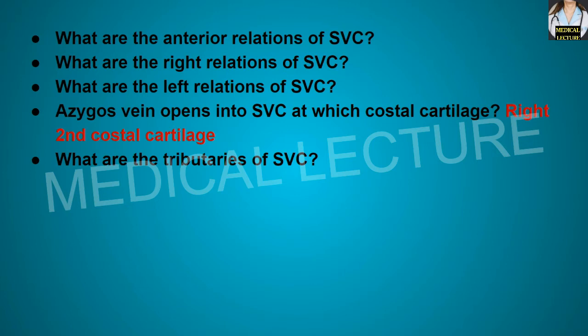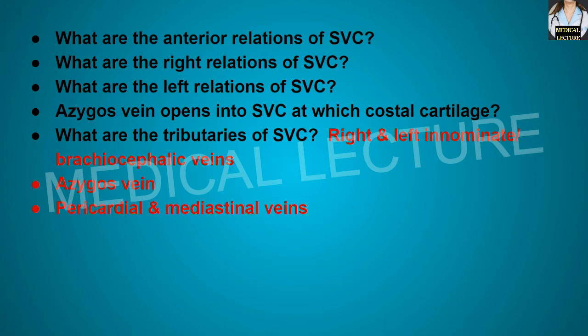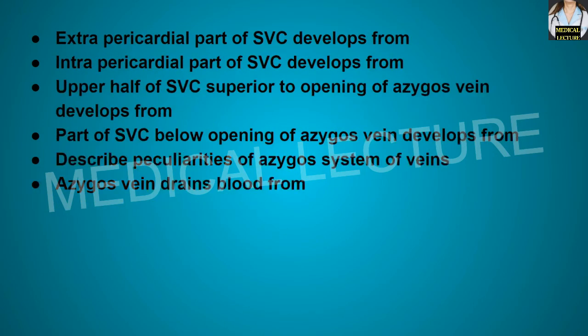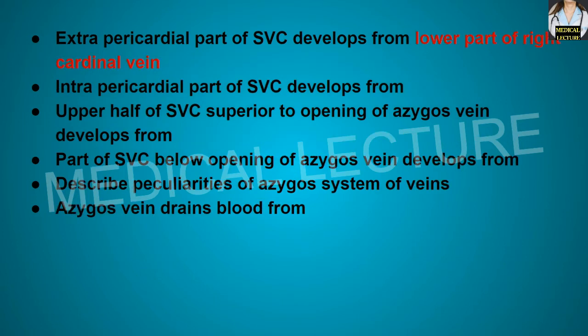What are the tributaries of the superior vena cava? So they are right and left innominate, or we can say brachiocephalic veins, azygous vein and the pericardial and mediastinal veins. Extrapericardial part of the superior vena cava develops from the lower part of the right cardinal vein.